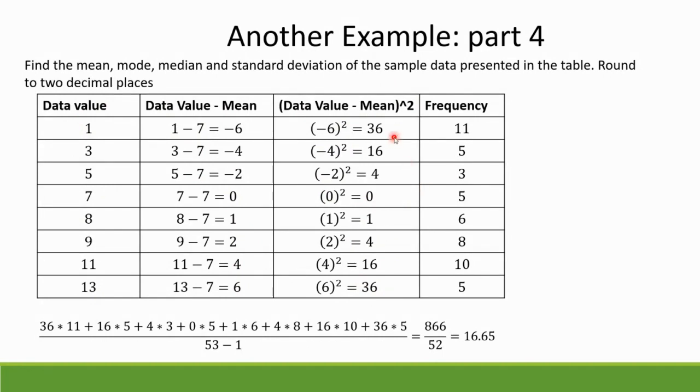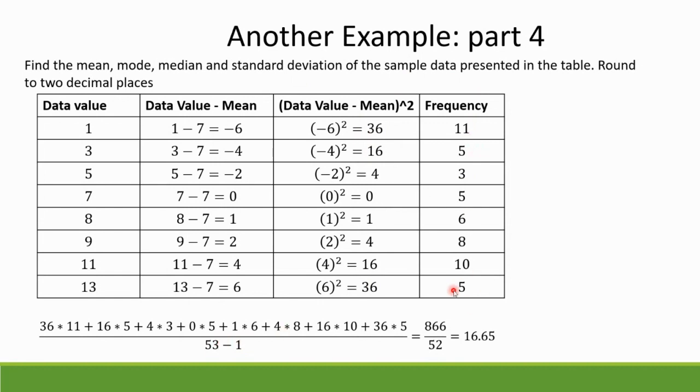Because normally, since it's sample data, I'm not sure if I wrote that down, oh no, I did. Okay. Sample data, that means you add up all the squares and divide by n minus 1. N is how many data values there are. In this case, there's 53. So you would have to divide by 53 minus 1.